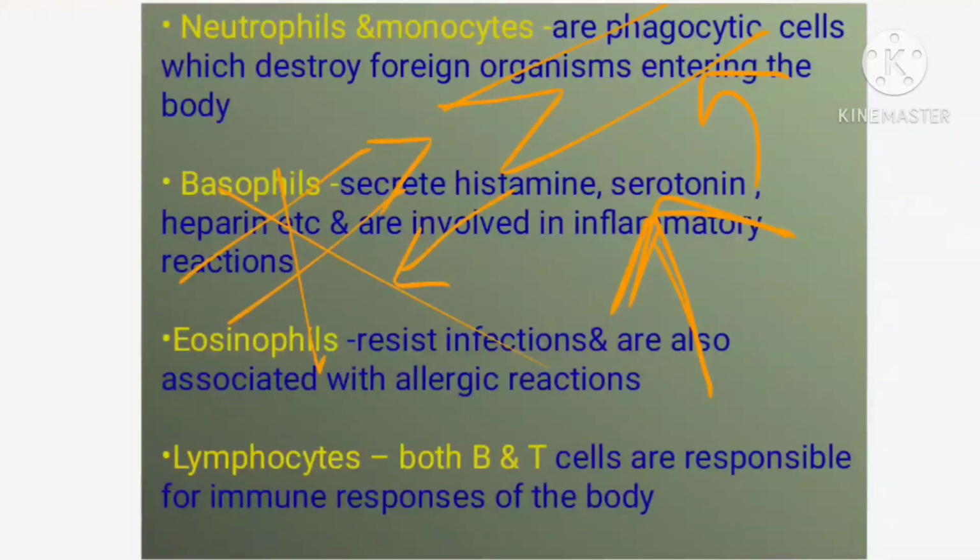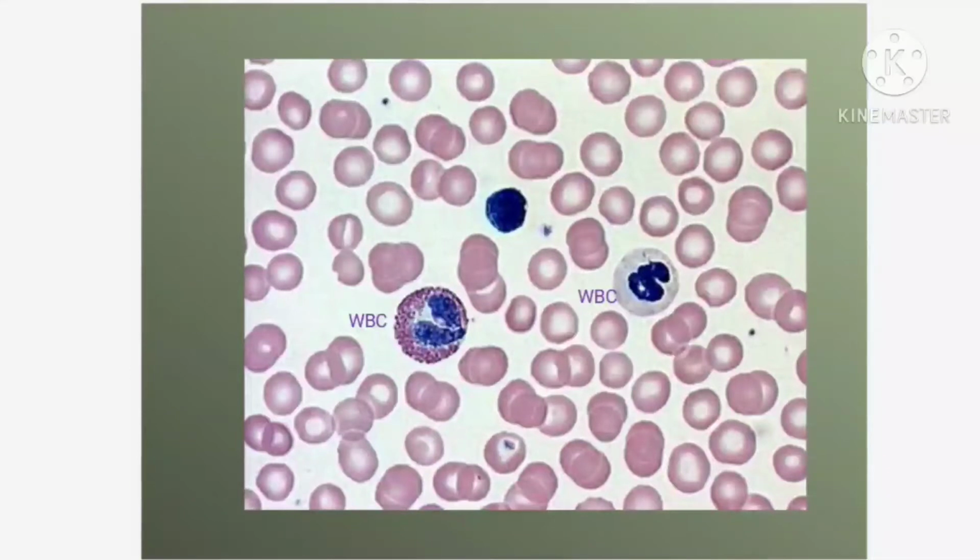This lymphocytes, right? So they have shown you the WBC, how it looks like, spherical structures, they are having a nucleus, we have seen, isn't it?